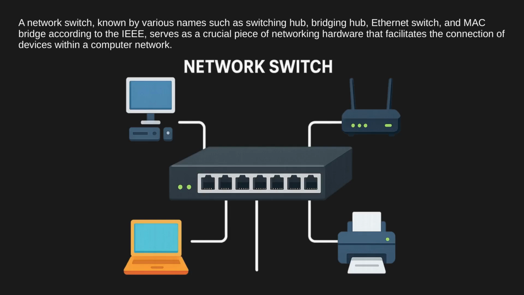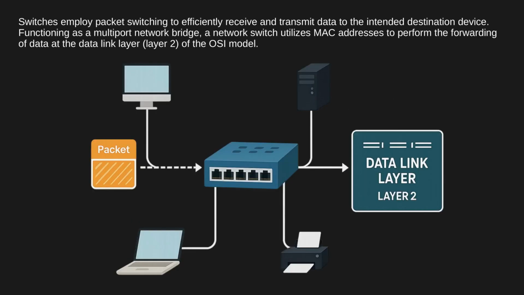A network switch, known by various names such as switching hub, bridging hub, Ethernet switch, and MAC bridge according to the IEEE, serves as a crucial piece of networking hardware that facilitates the connection of devices within a computer network. Switches employ packet switching to efficiently receive and transmit data to the intended destination device. Functioning as a multi-port network bridge, a network switch utilizes MAC addresses to perform the forwarding of data at the data link layer, layer 2, of the OSI model.